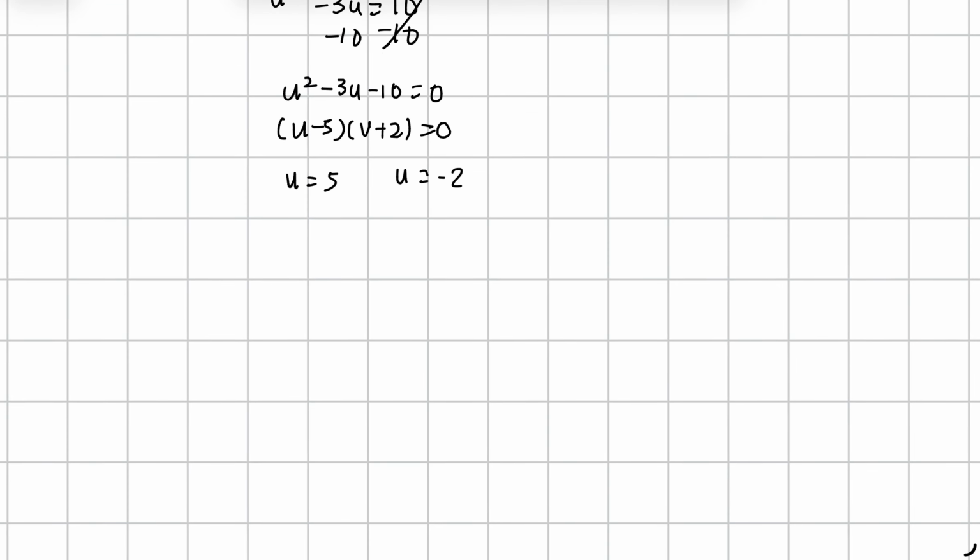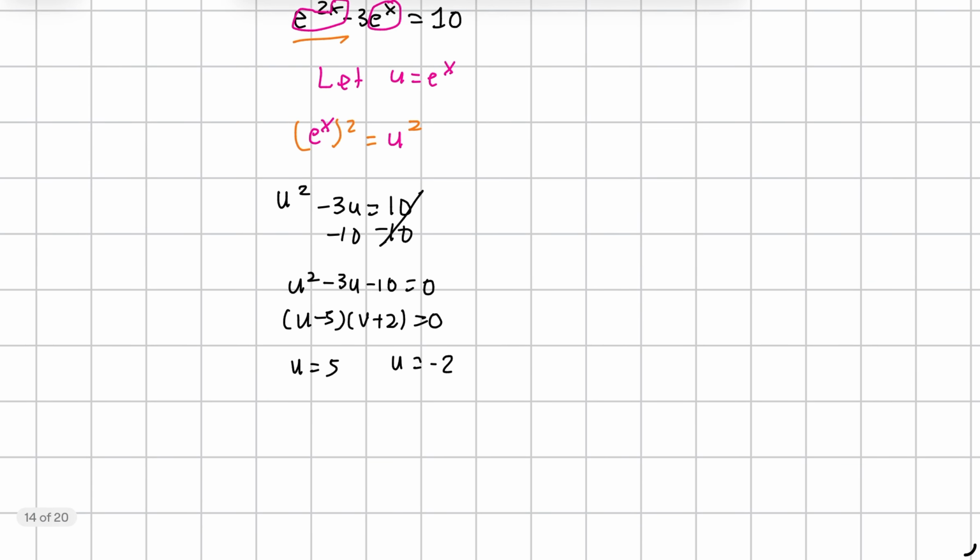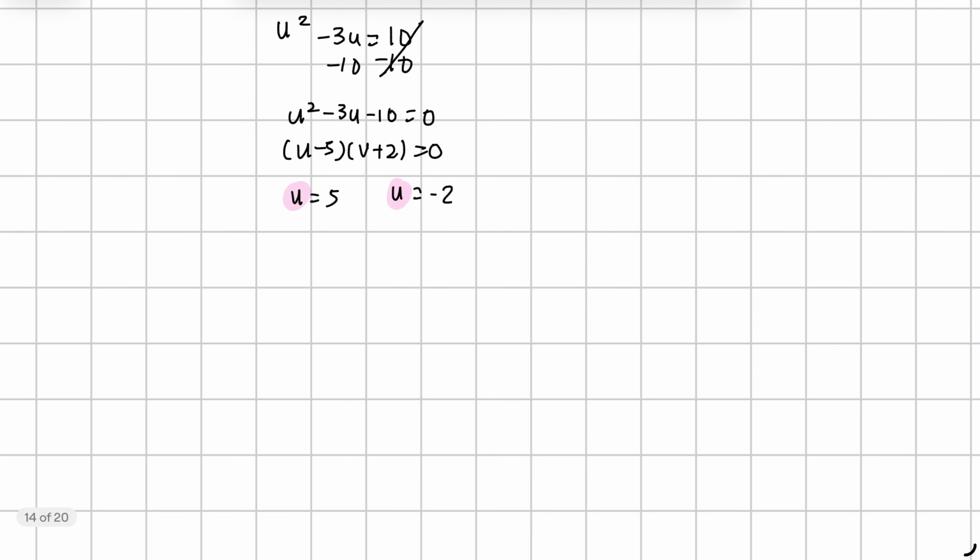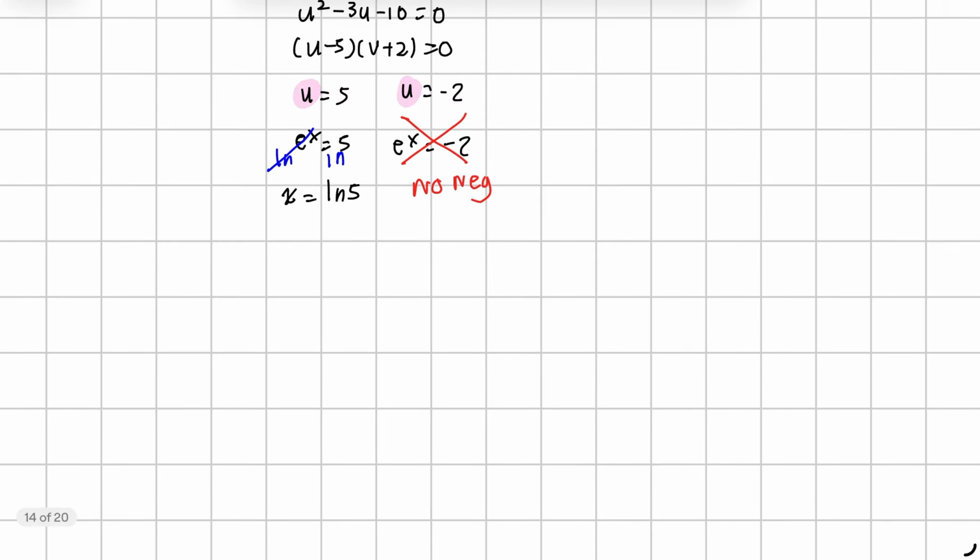So let's substitute back in. We have that e to the power of x is equal to u. So e to the power of x is equal to 5, and e to the power of x is equal to negative 2. However, e to the power of x can never be negative. So we're going to reject that answer. Now we can rewrite this as x is equal to ln 5 by taking the natural log of both sides. The ln cancels out, so you get x is equal to ln 5.